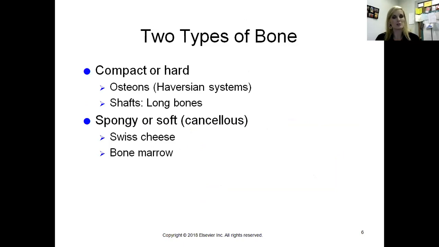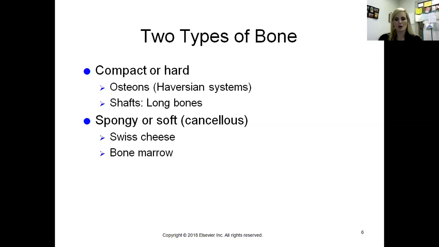And then we have spongy bone, which is the softer bone, sometimes referred to as cancellous. It looks more open and more porous. It looks like a sponge. We find that on the inside, a little bit deeper into the bone. On the outside, the cells of our compact bone are really dense, really compact together, and that's what makes it that hard substance, and that's compact bone.